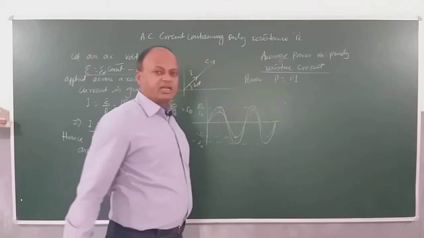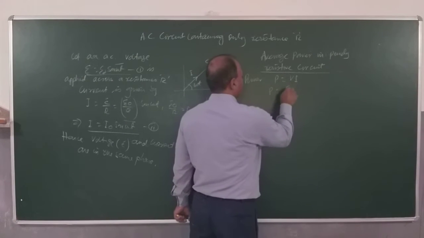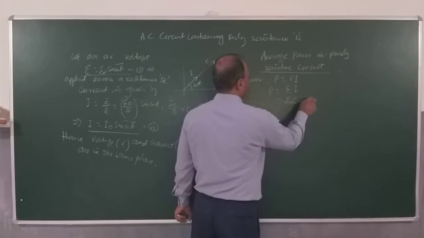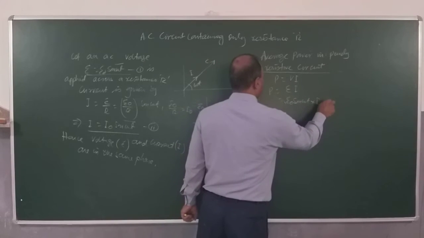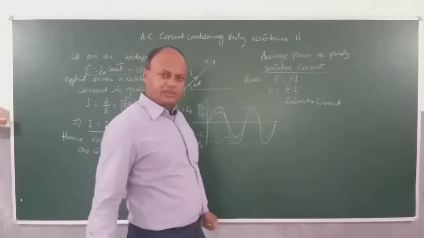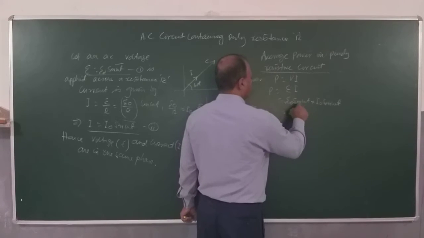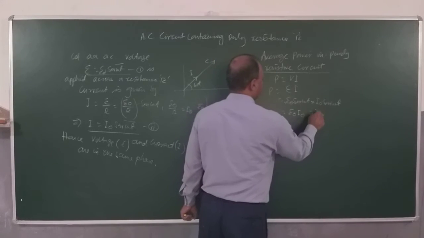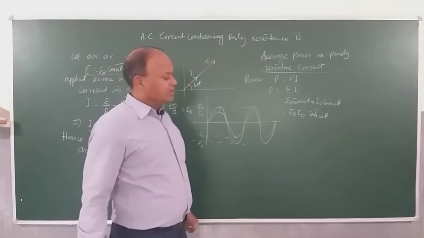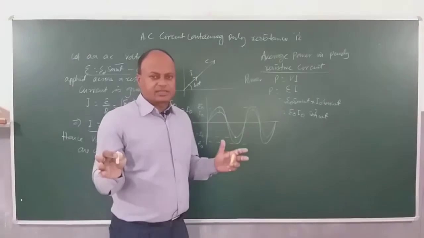In place of V, we are writing E. So you can say P is equal to E into I. E is E0 sin omega t here, and I is I0 sin omega t. Clear? So we have E0 I0 together. Sin into sin is sin square omega t. Right? So this is the power dissipated in a purely resistive AC circuit.